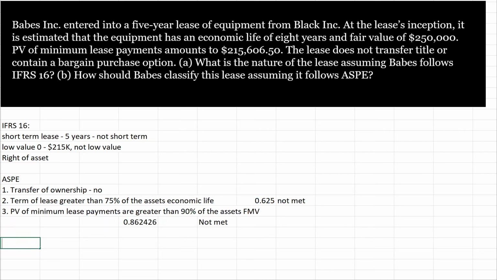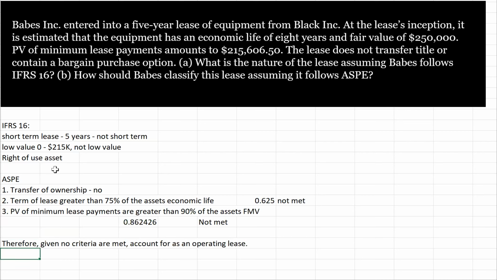Therefore, given no criteria are met, account for as an operating lease. Okay, so this is going to be accounted for as an operating lease. So here it's going to be a right of use asset. We should actually say right of use asset. And here is going to be an operating lease under ASPE.